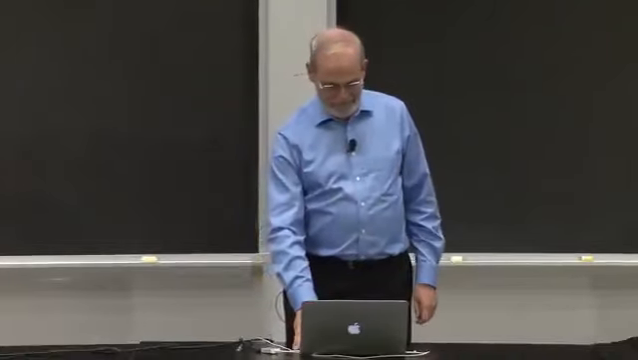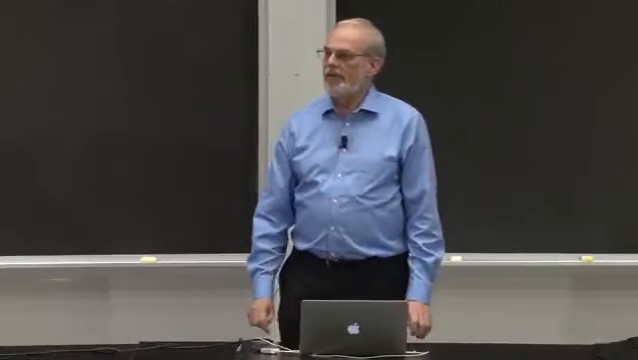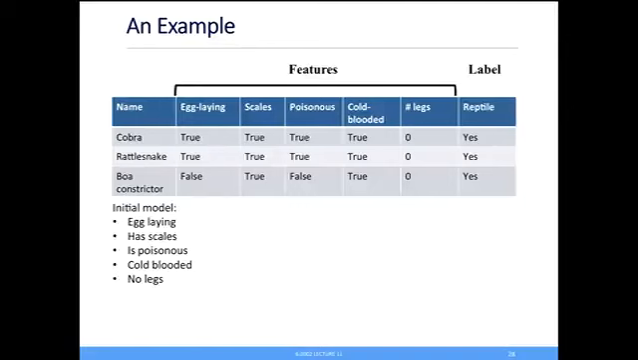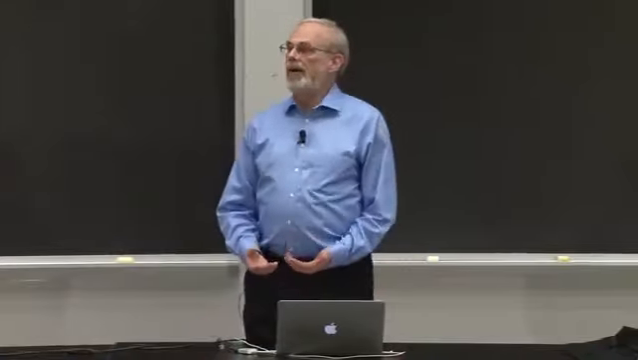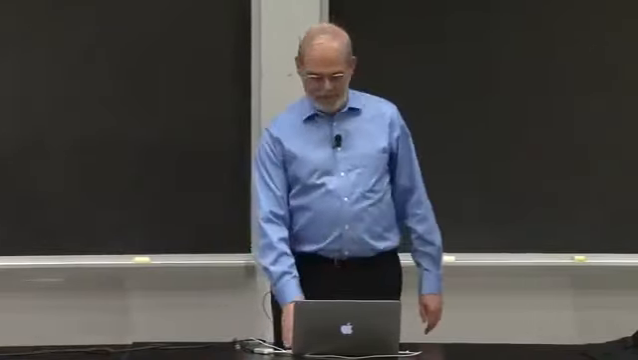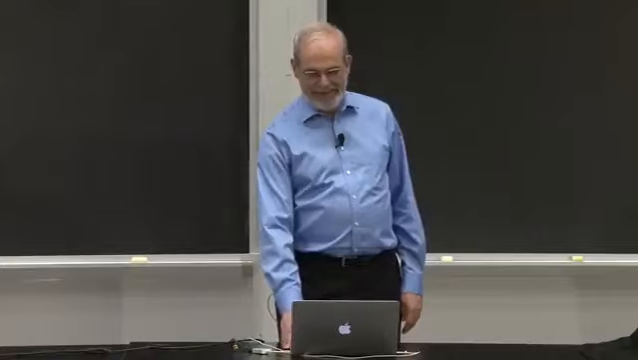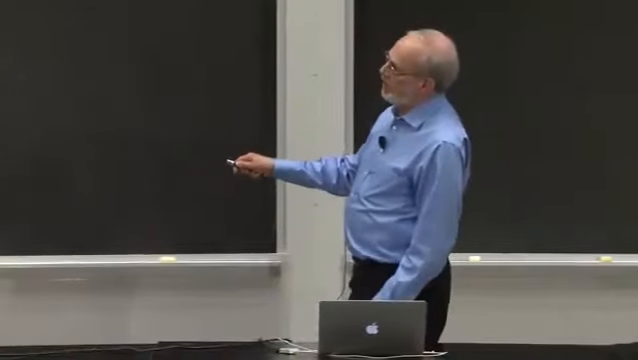Okay? And now I give you a boa constrictor. It's a reptile, but it doesn't fit the model. And in particular, it's not egg-laying, and it's not poisonous. So I've got to refine the model, or the algorithm's got to refine the model. And this, I want to remind you, is looking at the features. So I started out with 5 features. This doesn't fit. So probably what I should do is reduce it.